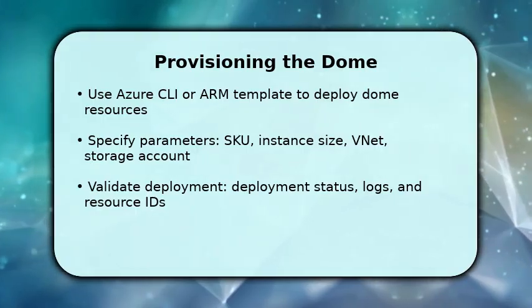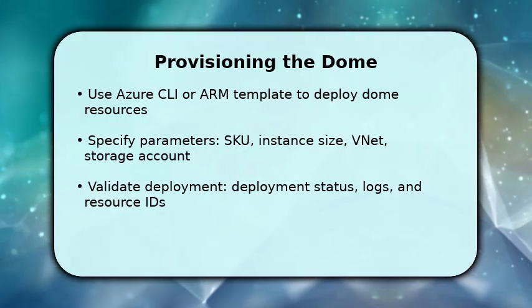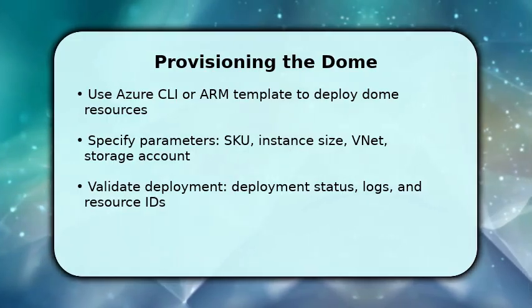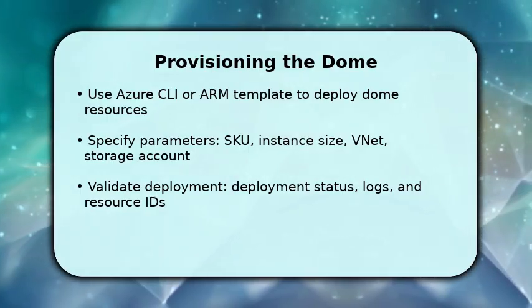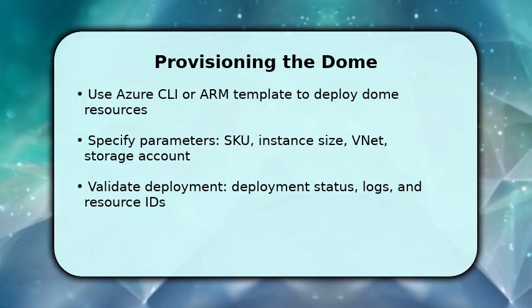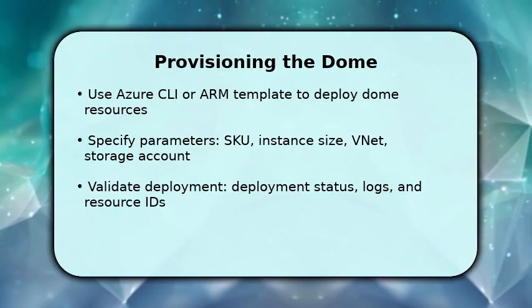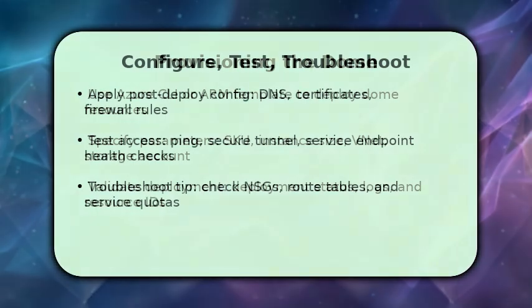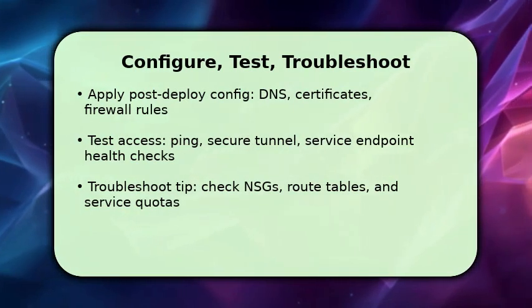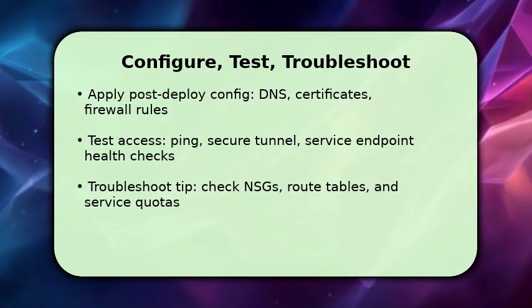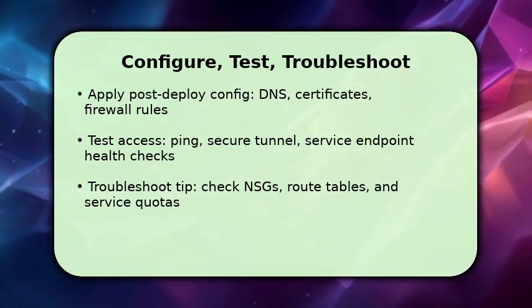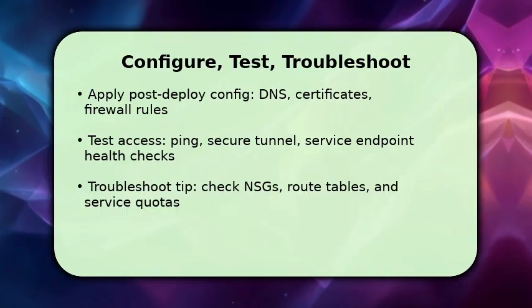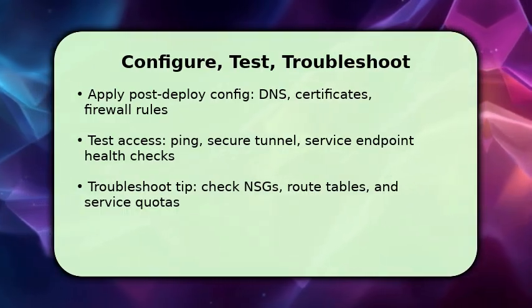Once resources are created, validate by checking deployment status, resource ID, and activity logs to ensure networking and storage attached correctly. Then move to configuration and access. You finish by configuring DNS, uploading certificates, and locking down firewall or NSG rules so the Dome is reachable and secure. Then test connectivity with ping and secure tunnel checks, and exercise the service endpoints to confirm health.